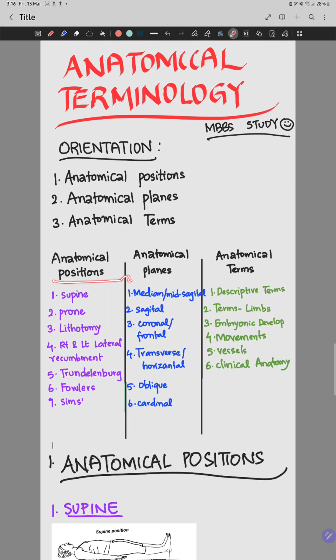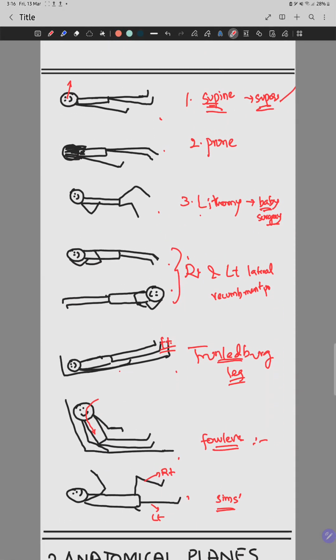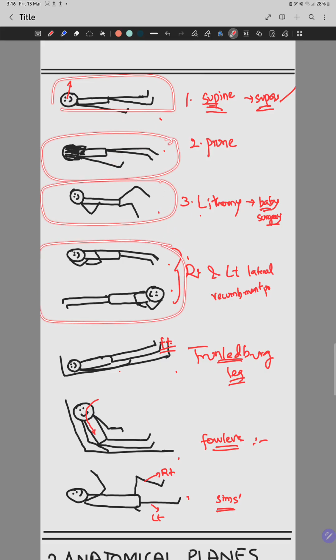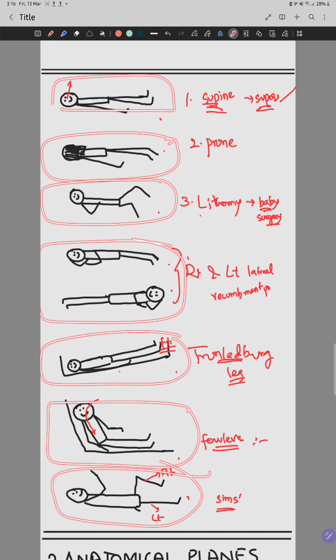Till now I have discussed anatomical positions and anatomical planes. Once again I'm going to revise these both things by the active recall technique. Okay, come on. First one is the supine position. Next one is the prone position, lithotomy position, right and left lateral recumbent position, Trendelenburg position, Fowler's and Sims.